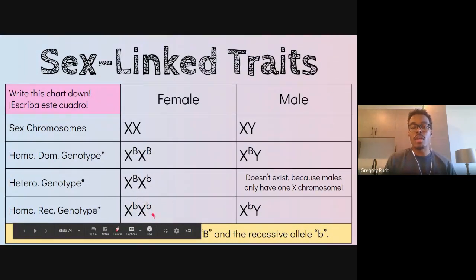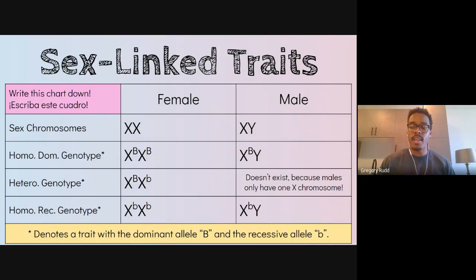So her chances are only 33%. She has 3 possible outcomes, only one of which would give her the disorder. A man has 2 possible outcomes. And if one gives him the disorder, then he's got a 50% chance. Okay, so males are more likely to express the sex-linked traits.